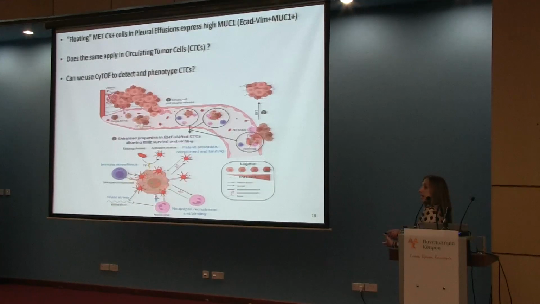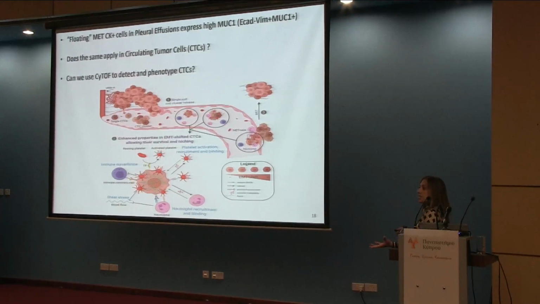So in my lab, we took that information and we said, well, if MUC1 and the MET state is important in pleural effusions, maybe it's important in circulating tumor cells as well, right? So would we see these similar proteins if now we took blood and analyzed it with CyTOF? Can I detect CTCs and do further phenotyping? And then basically, can we actually use CyTOF to detect CTCs?